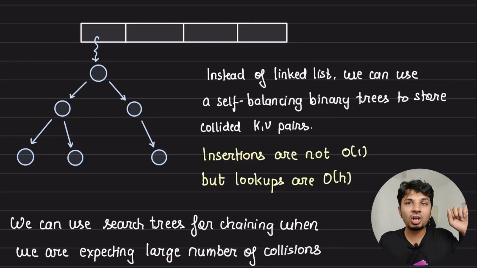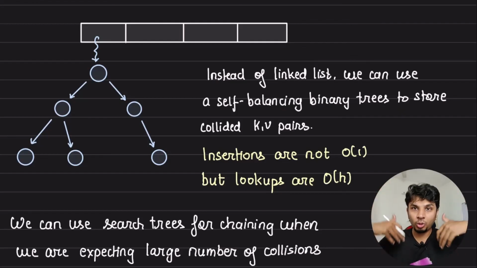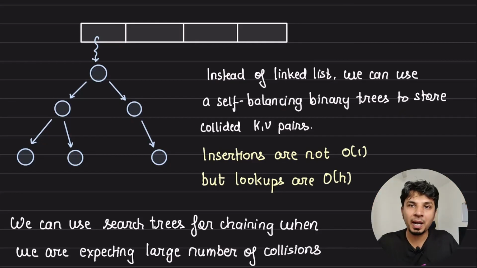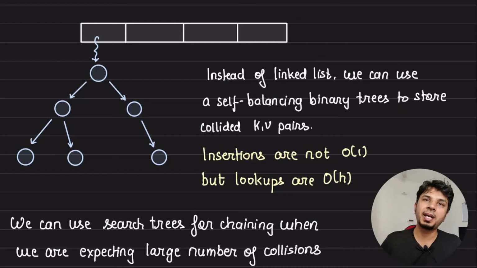So linked list is not the only way of implementing chaining. You can also use something like a self-balancing binary tree, but understand the limitations of it, right? Your insertions would be a little costly, your deletions would be a little costly, but your lookups would be faster. But you only do that when your number of slots is very limited and you are not allowed to expand further. That's when you might want to go for a self-balancing binary tree instead of a linked list.